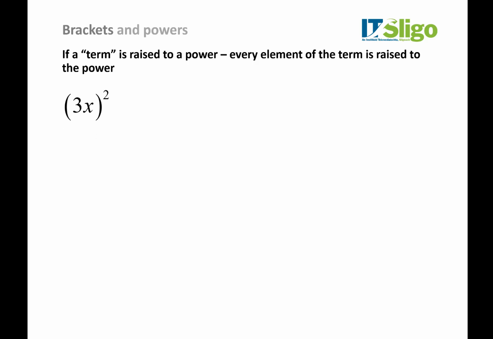We have (3x) squared. Like I said, both elements get squared. Now be careful, the 3 gets squared. 3 squared is not 6, it's 9. 3 by 3. That would give us 9x squared. This looks a bit trickier, but essentially, guys, each element gets squared by this one here.